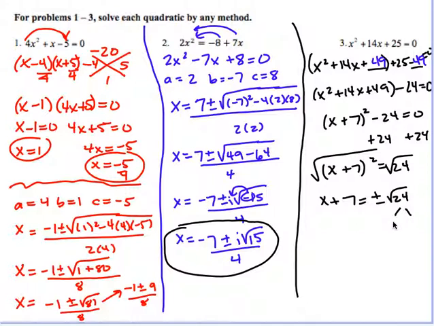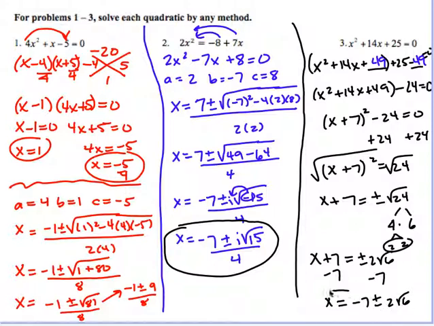But this breaks down. It's 4 times 6. Some of you do pairs, some of you don't. So it's going to end up being x plus 7 equals positive and negative 2 square root of 6. And then when you subtract the 7, you get x is equal to negative 7 plus or minus 2 square root of 6.